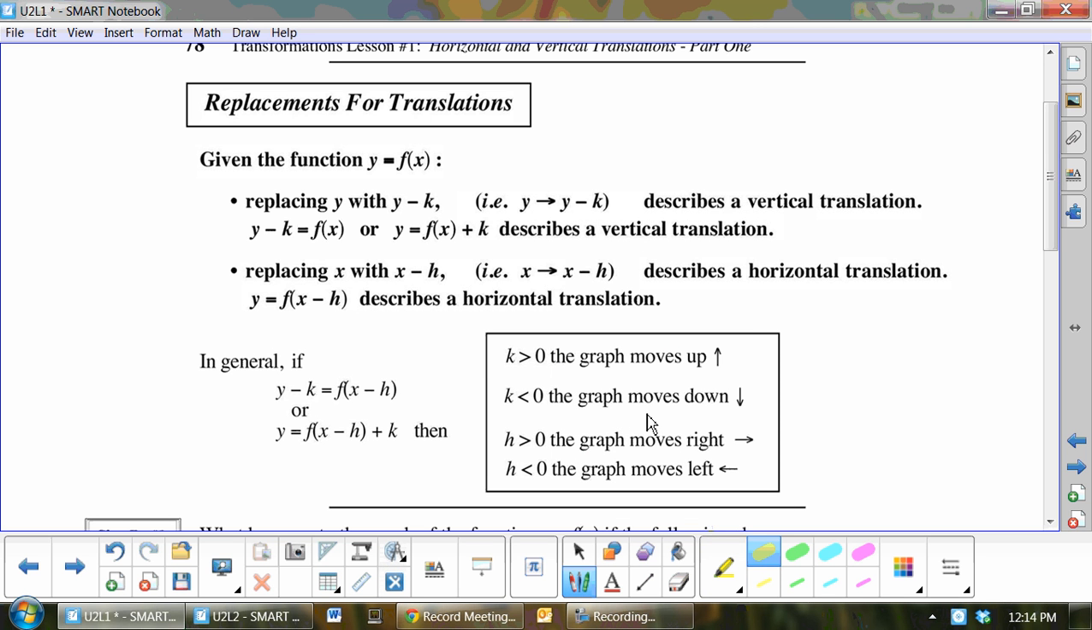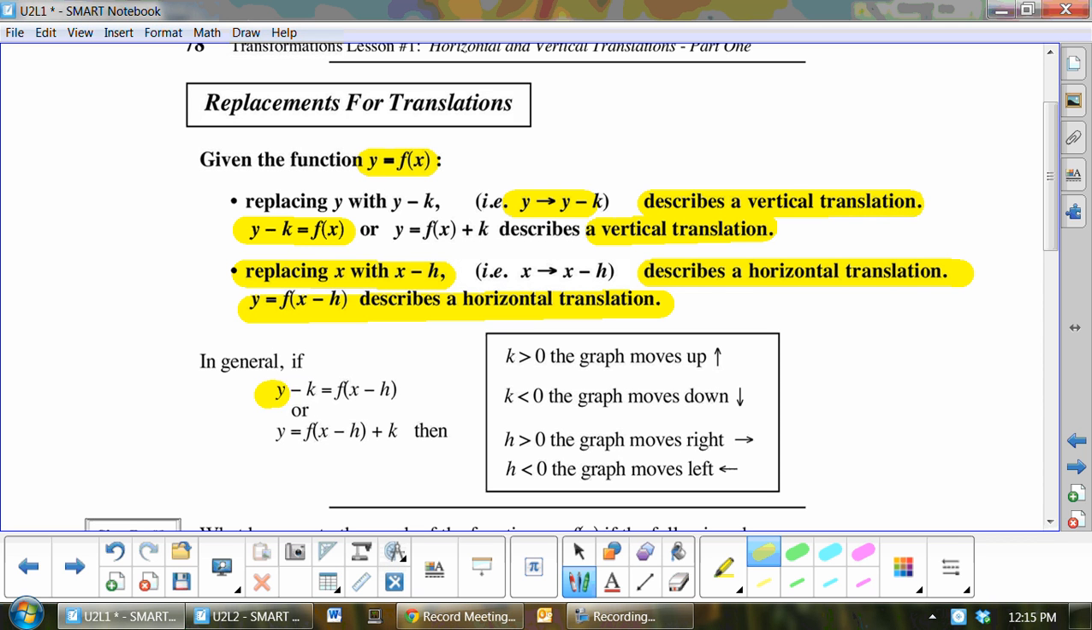Okay. Now, if you have the function y equals f of x, that is like the skeleton function. We don't know what the function is, y equals f of x. But if you take y and replace it with y minus k, that describes a vertical translation. So y minus k equals f of x describes a vertical translation. Now, if you take the x and replace it with x minus h, that is a horizontal translation. So y equals f of x minus h is a horizontal translation.